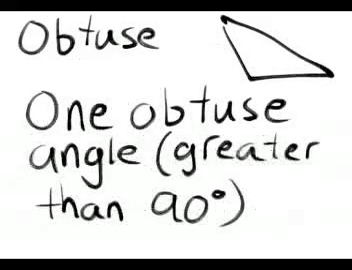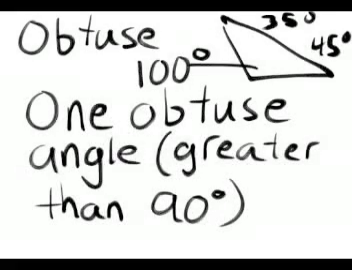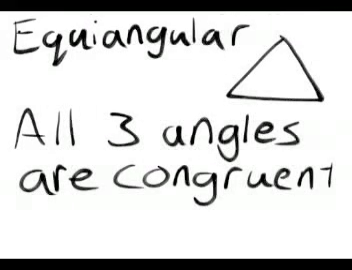90 degrees. And then there is the obtuse triangle, which occurs when 1 angle is above 90 degrees while the other 2 are below 90 degrees. And then there is the equiangular triangle, which is when all 3 angles form 60 degrees.